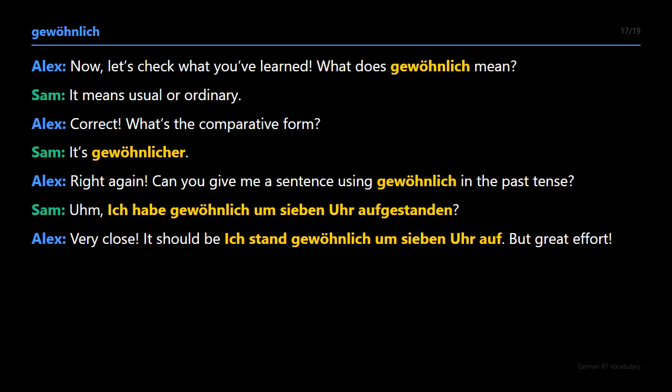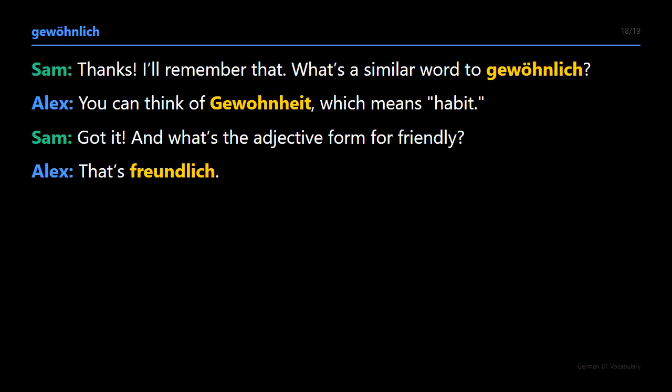Right again. Can you give me a sentence using gewöhnlich in the past tense? Ich habe gewöhnlich 7 Uhr aufgestanden. Very close. It should be ich stand gewöhnlich 7 Uhr auf, but great effort. Thanks. I'll remember that.